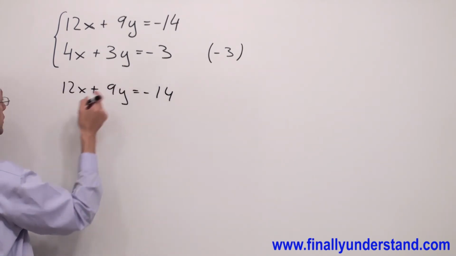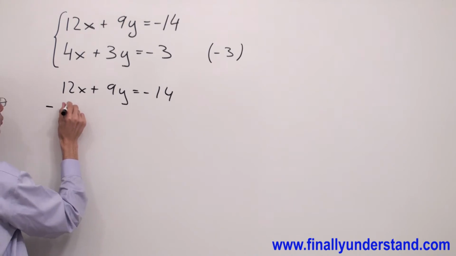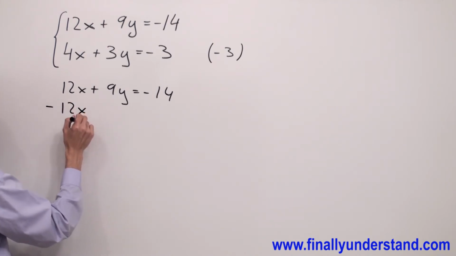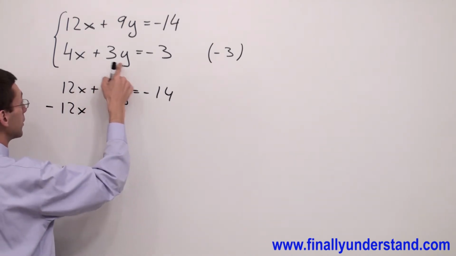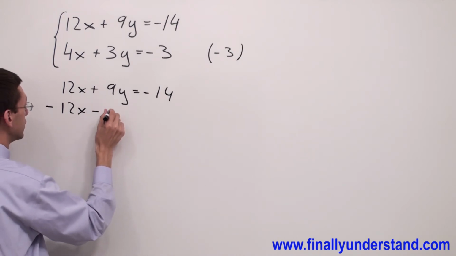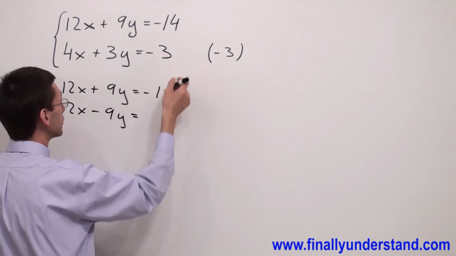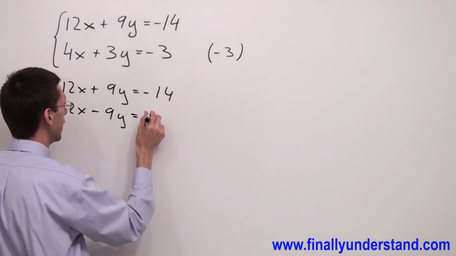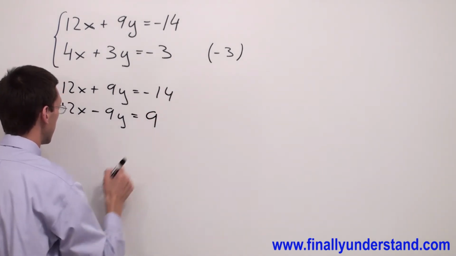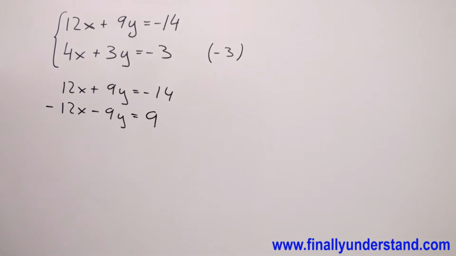4 times -3 gives me -12x. Positive 3 times -3 gives me -9y equals -3 times -3 gives me +9. And let's take a look what we'll have over here.